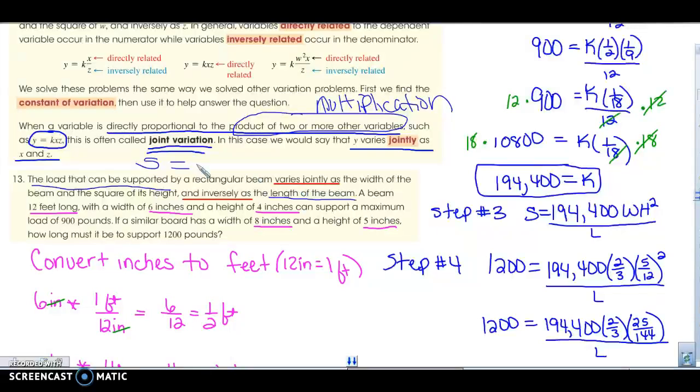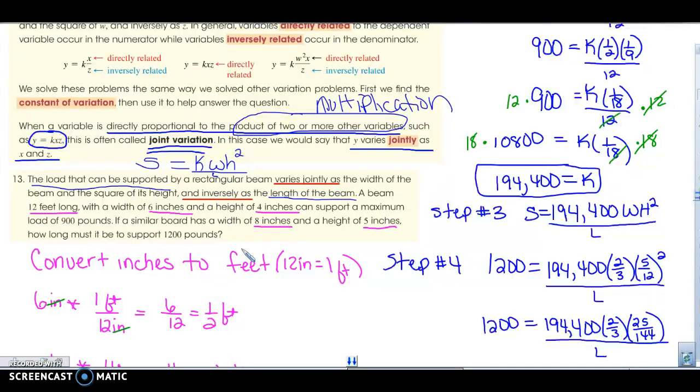So as soon as we see our varies, we put our equal sign and we look to see what operation we are about to do. If it said direct, we'd multiply. If it said inverse, we'd divide. And because it says joint, we are going to multiply by more than one item, 2 or more items. So K, remember, is always a part of our problem, varies jointly as the width of the beam, so we can use W for width, and the square of its height. So I'm going to use H and squared for that. And inversely, so as soon as I see inverse, I know I'm dividing what I have. And inversely as the length of the beam, and so I'm going to use L for length. So this is our equation.